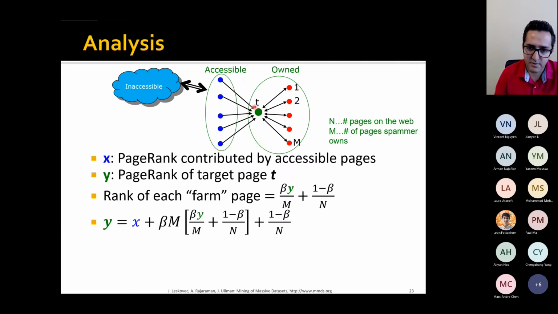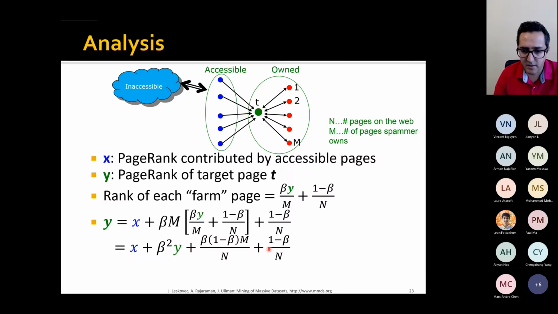Now, let's calculate how much score the target page gets, which is represented as green Y here. So it's X, all of the scores I get from the accessible pages, right? Plus, I have these many incoming links. The red nodes will give all of their score to me. All of their score is this much that we calculated before, and there are M of them. So it will be M multiplied by that amount and multiplied by beta, which is the jump factor, plus, again, same thing, 1 minus beta over n, which is the probability that we do a random jump and land on this particular page. Okay, so we can just multiply and simplify here.